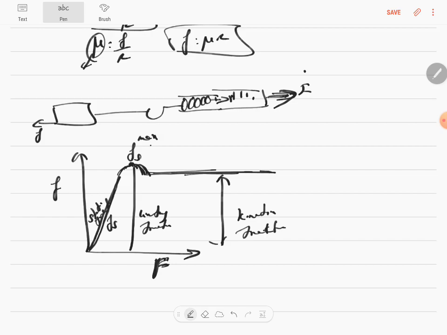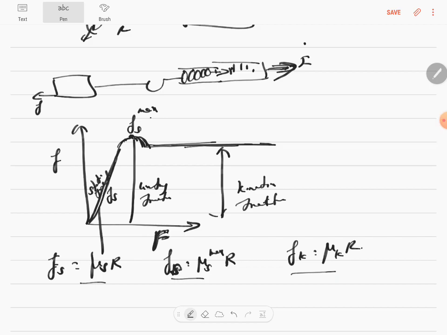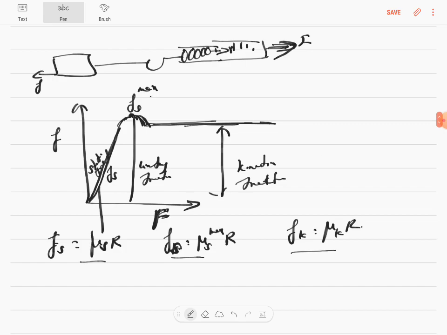Similarly, you have a coefficient of static friction, mu s. Static friction is directly proportional to normal reaction. Fs is equal to mu s into normal reaction. Similarly, Fs maximum, the limiting friction, is equal to mu s maximum, the coefficient of limiting friction, times normal reaction. And the kinetic friction Fk is mu k, the coefficient of kinetic friction, times normal reaction. So the coefficient of friction can be classified as coefficient of static friction, coefficient of limiting friction, and coefficient of kinetic friction. So three different ones, and this graph is very, very important.